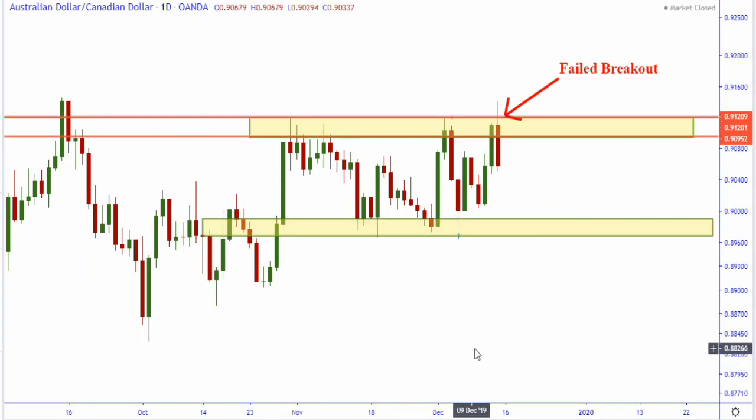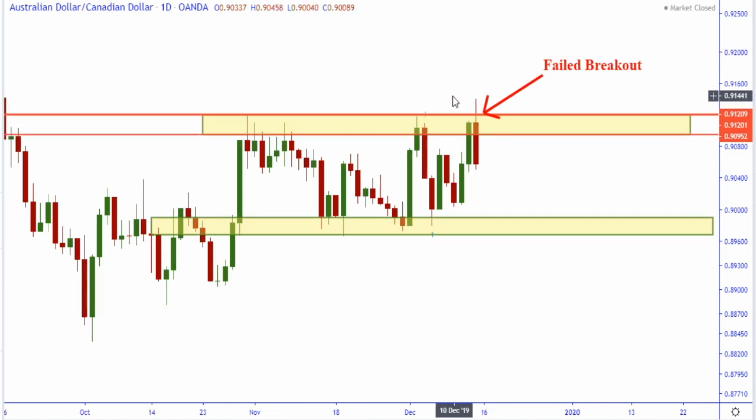All right, traders. So we just looked at the Aussie CAD, and you saw the breakout attempt last night. Now, this is almost not 24 hours ago, probably about 18 hours ago. Somewhere in there. But anyway, you see the breakout attempt that I showed last night.